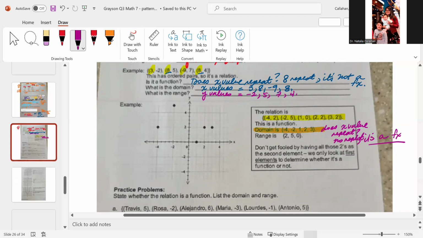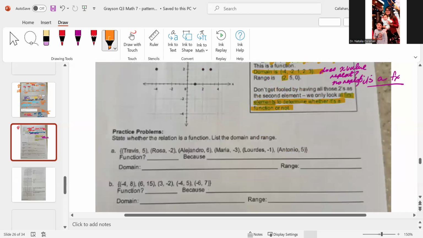And the range, if you look at it right here, is 2, 5, 0, 2, 2. Do you see how the Y repeats too? But it doesn't matter. We don't care if it repeats, and if it repeats, notice how they just write it once. Do not get fooled by having all those 2's as a second element, which is the range. We only look at the first element to determine whether it's a function or not.